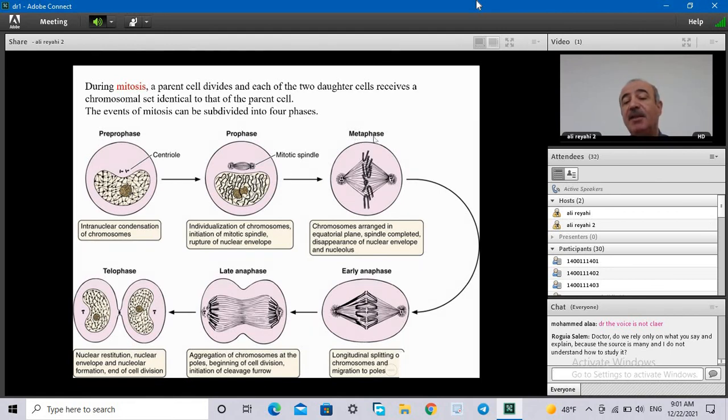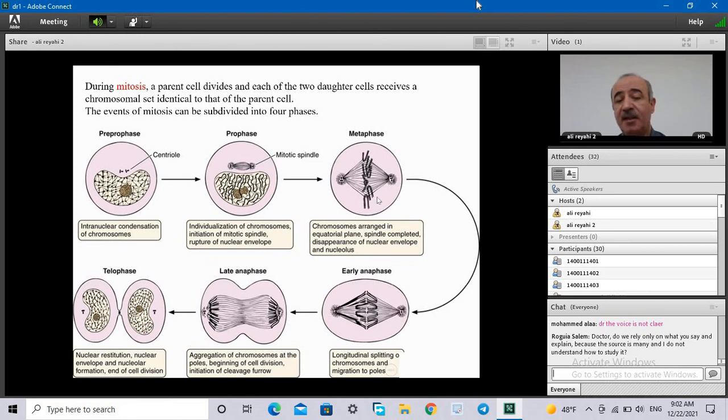Okay, during metaphase, the mitotic spindle formed by microtubules is completed, and the chromosomes become dense and attached to the mitotic spindle. Okay, during the metaphase, the chromosomes are arranged in the equatorial plane of the cell.